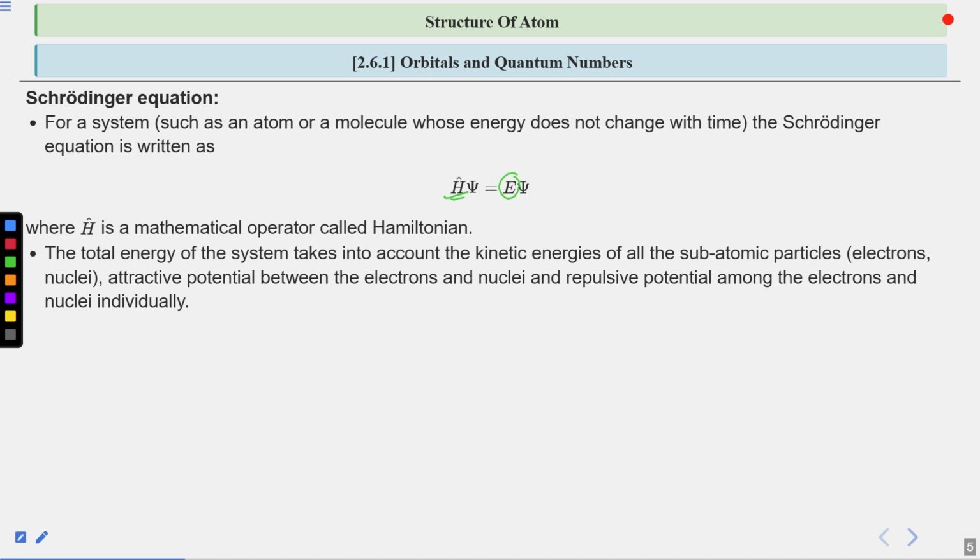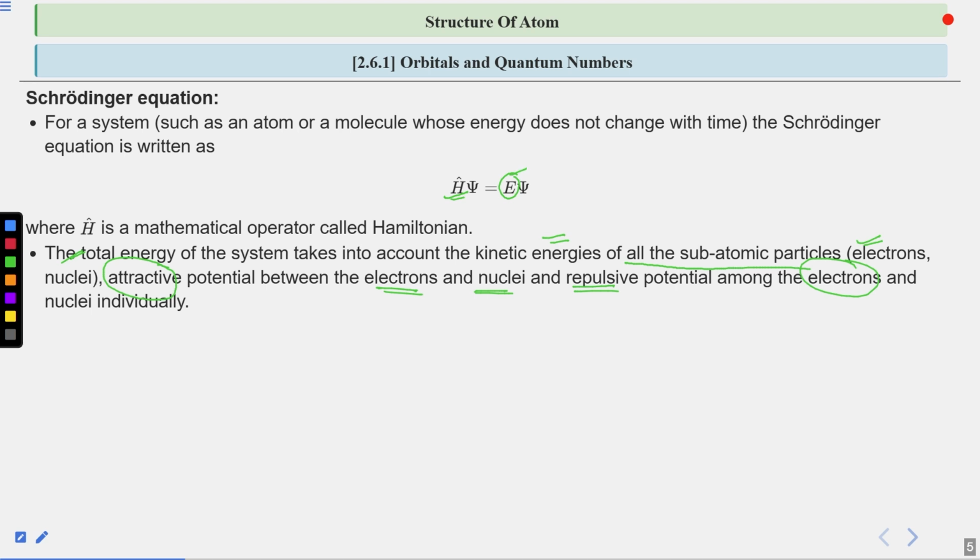particles. So this energy will be the summation of all of that. That will include, first of all, the kinetic energy of all the subatomic particles. In an atom, you will have two things: the electron and the nuclei. So the kinetic energy of both of them is the first thing. Now what about the potential energy? There are two types of energy, kinetic and potential. It will count the attractive potential force between electrons and nuclei. This is the first potential energy. And the second potential energy is the repulsive potential force among the electrons and nuclei. There will be repulsion between the electrons, and there will be repulsion between the nuclei also.